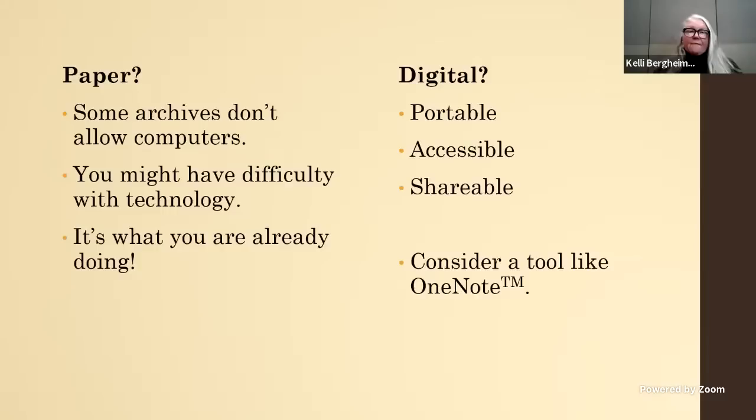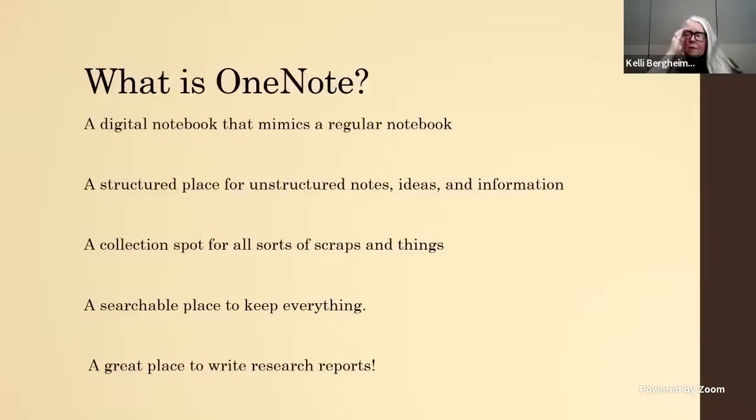So let's talk for just a moment about what's OneNote, because I love this program. It was released by Microsoft probably around 2003, and I believe I've been using it almost since the beginning. OneNote is a digital notebook that mimics a regular notebook. So if you think about a binder with sections and papers, and it's a free download, whether you have a Microsoft account or not. There is cloud storage for it, and it's an amazing tool, and I really love it. It's a structured place for unstructured notes and ideas and information.